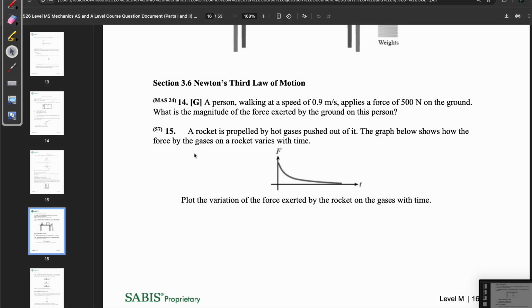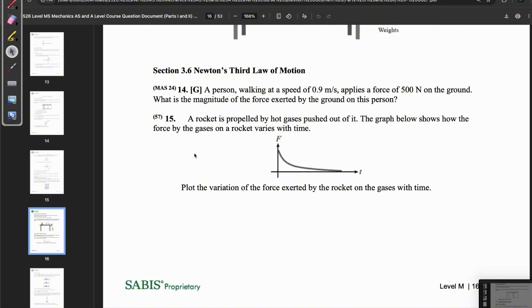A rocket is propelled by hot gases pushed out of it. The graph shows how the force by the gases in the rocket varies per time. Plot the variation of the force exerted by the rocket. It's basically going to be the reaction. It's going to be the same thing but in the opposite direction. So basically the same graph.